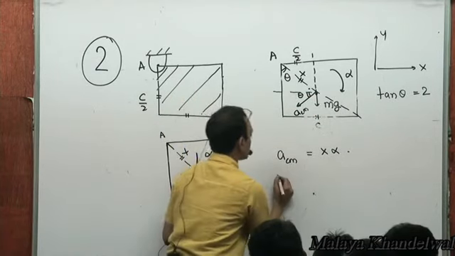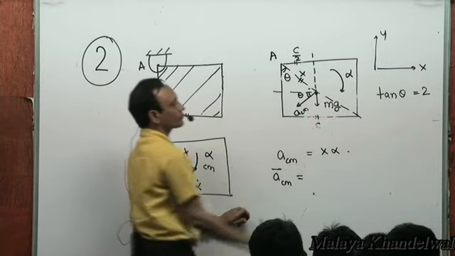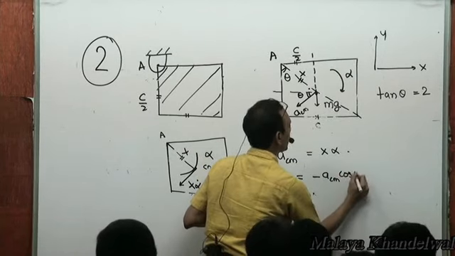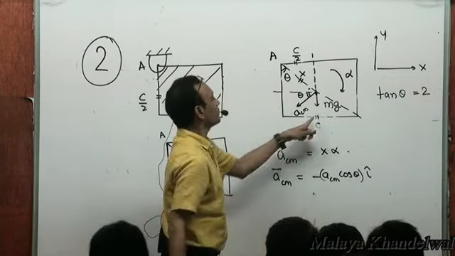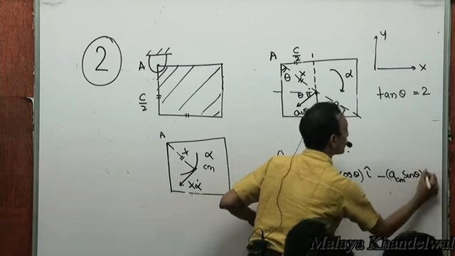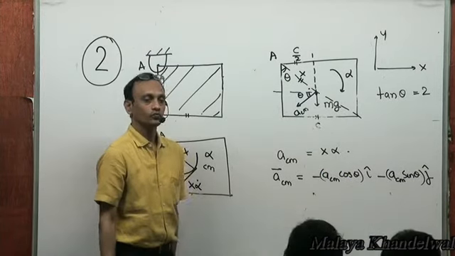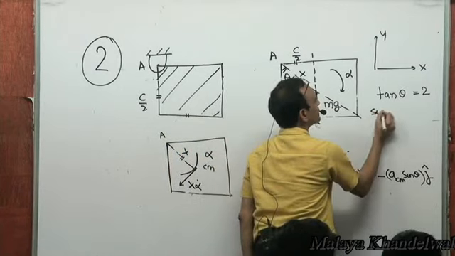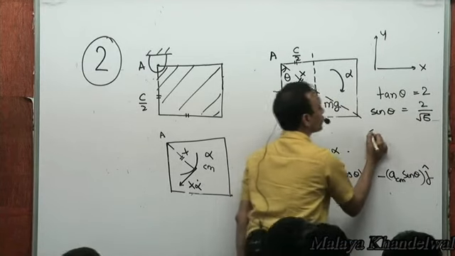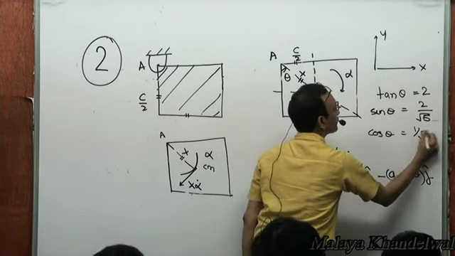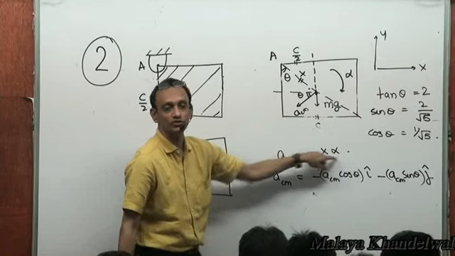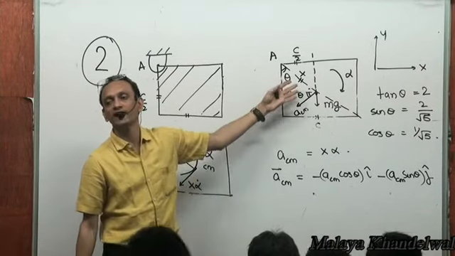So the acceleration of the center of mass vector is going to be minus ACM cos theta i cap minus ACM sin theta j cap. Vectorially. Yes or no? Where if tan theta is 2, sin theta would be 2 by root 5, right? Cos theta would be 1 by root 5, which you can plug into this. ACM has been computed using x alpha, and you can obtain the acceleration vector.